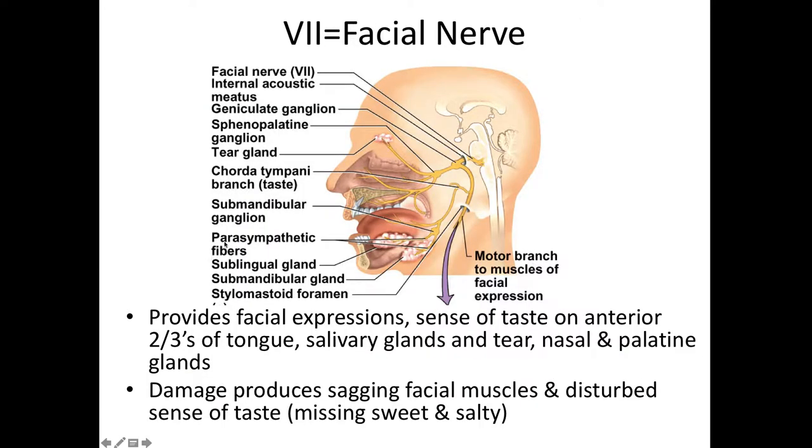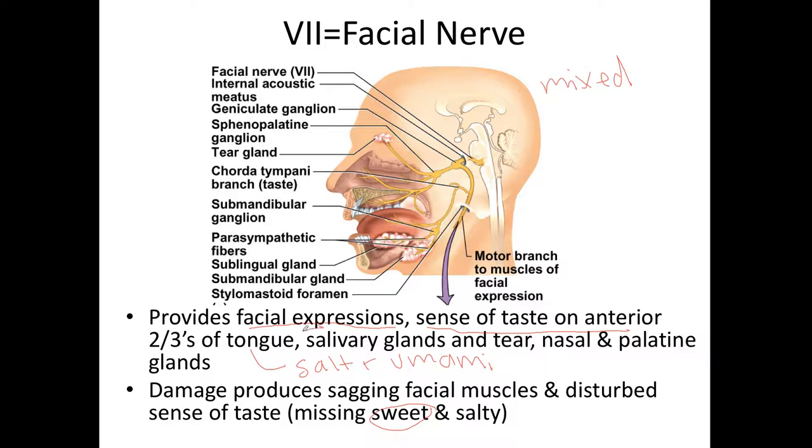Okay, so we've already gone over the vestibulocochlear, so let's talk about the facial nerve. So this innervates your face and your tongue. So provides facial expressions, meaning it's motor as well as sensory, so this is considered to be mixed. The sense of taste on the anterior 2/3 of your tongue, and this is the area that transduces things like saltiness, sweetness, and umami as well. You'll learn more about the umami flavor when we get to the sensory system.